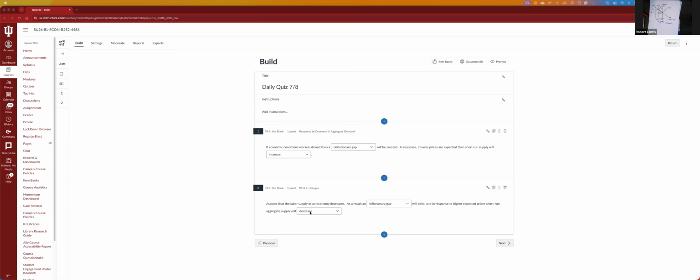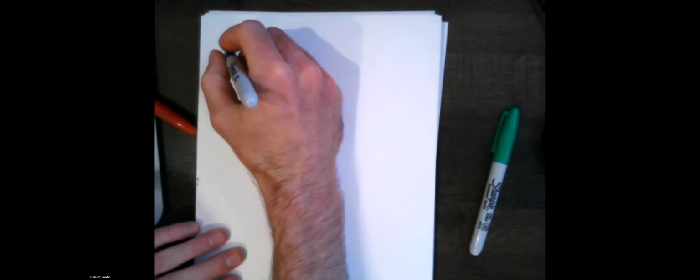All right. So we have 10 minutes left. What do I want to do here? I think it's worthwhile to go through one more example. So let's say instead we've got something that is going to shift long run aggregate supply. So let's say we do it this way, right?